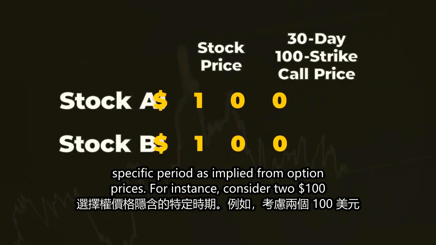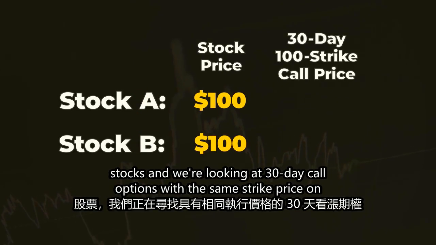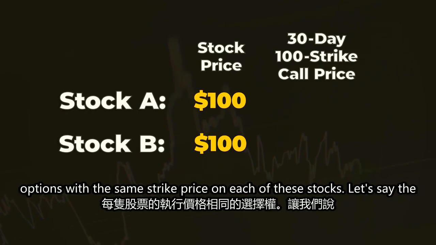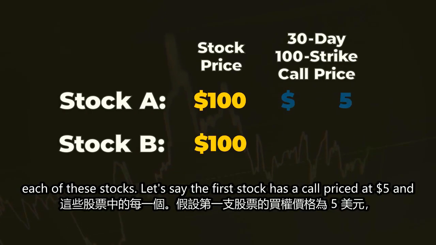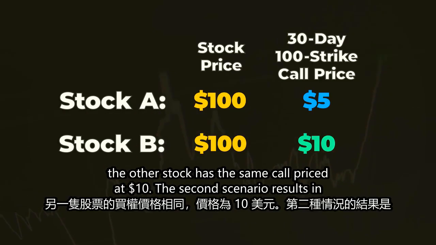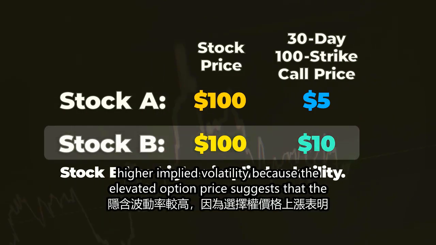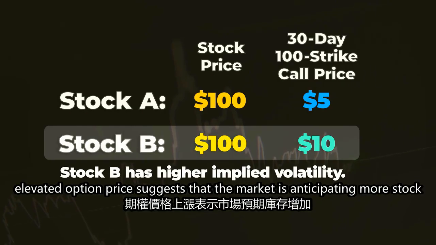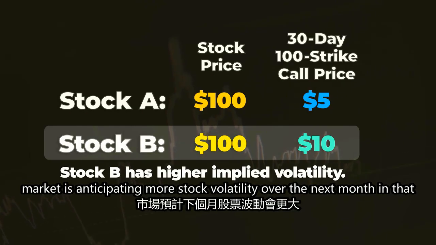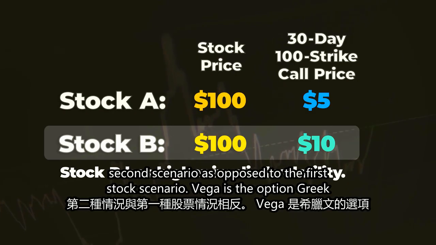For instance, consider two $100 stocks, and we're looking at 30-day call options with the same strike price on each of these stocks. Let's say the first stock has a call priced at $5 and the other stock has the same call priced at $10. The second scenario results in higher implied volatility because the elevated option price suggests that the market is anticipating more stock volatility over the next month in that second scenario as opposed to the first stock scenario.